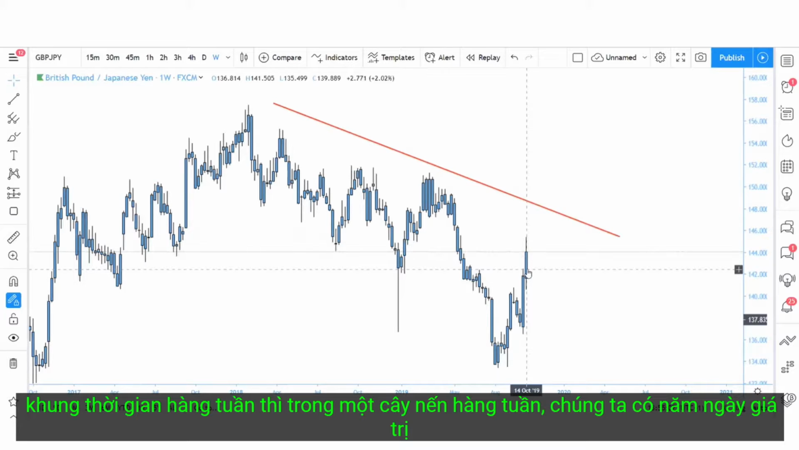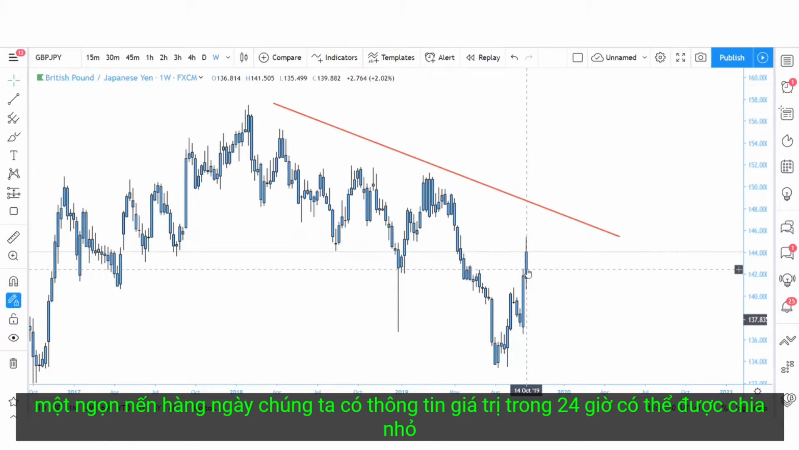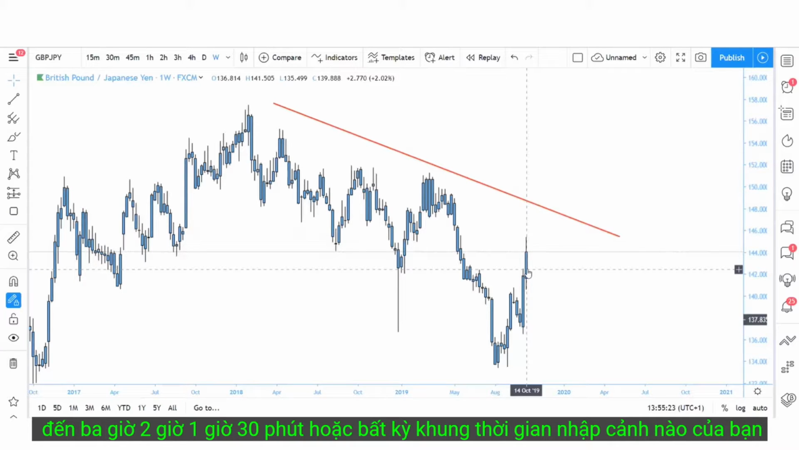When we go down to the daily time frame, we have 5 days. And within one daily candle, we have 24 hours worth of information that can be broken down to the 3 hour, 2 hour, 1 hour, 30-minute, or whatever your entry time frame is. So we're going to find a lot of confusion there.